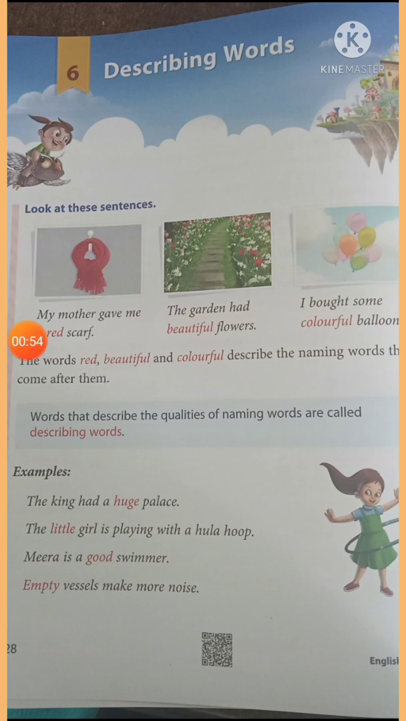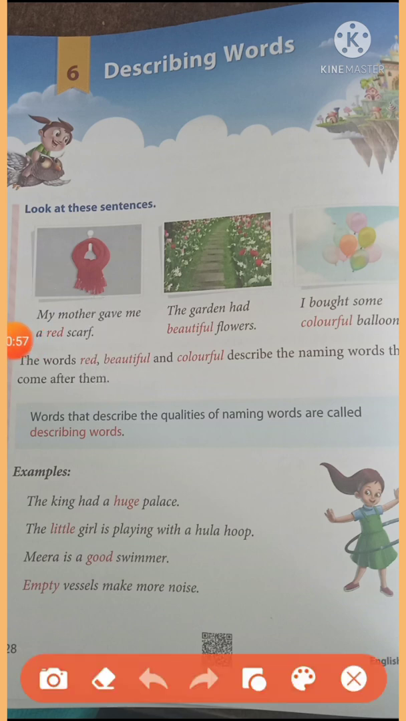A few sentences are written. The king had a huge palace. So what size is the palace? It is a huge palace. Second, you see: the little girl is playing with a hula hoop. You see this girl, she is playing with the hula hoop. A hula hoop is a kind of object used for playing. So what type of girl? It is showing the size: a little girl.